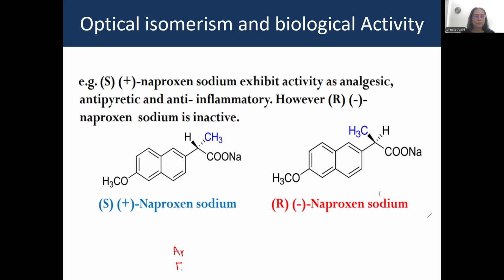You all can remember one thing, many times you will see the prefixes AR or ES. So AR corresponds to R configuration and ES corresponds to S configuration of the drug. Just try to recollect which generic names are starting with AR and which generic names are starting with ES.